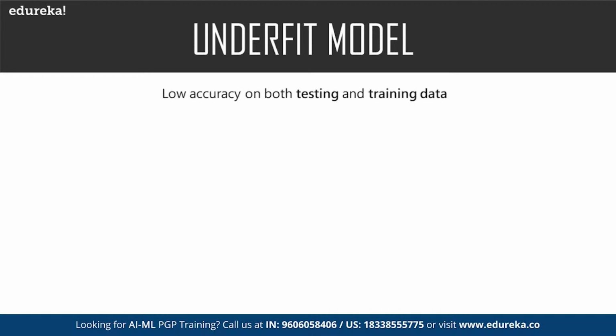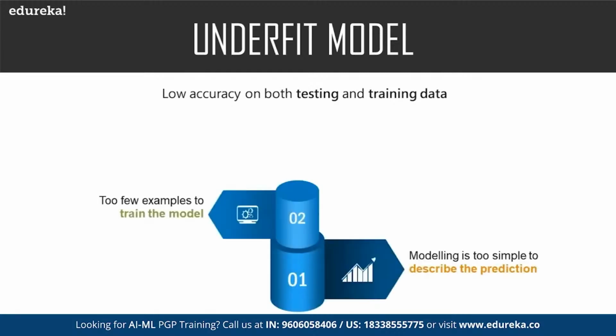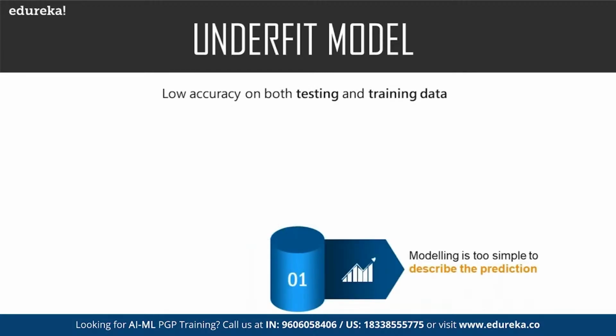And coming to the underfit model, let's see why we get such an underfit model. It's again the trade-off between bias and variance. The model becomes too simple to describe the predictions. Of course, underfitting models provide us a low accuracy, because we evaluate on both testing and training data. No, we should not do that actually.